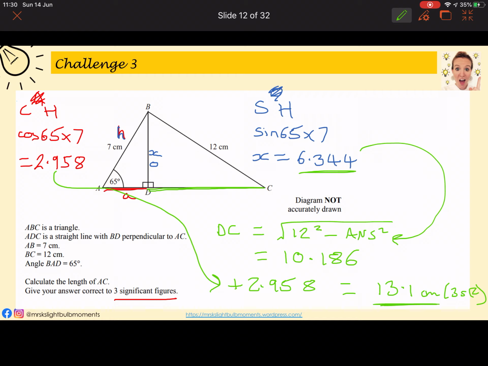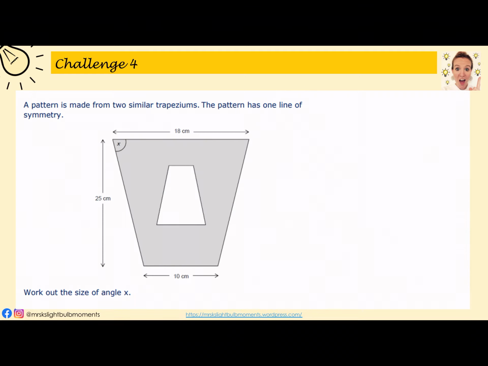And always check back at the question. Have you added the correct ones together? Have you got that whole length? Fantastic. Right, let's do our last challenge question for today. Challenge 4. Have a little read, see if you can spot the starting point.